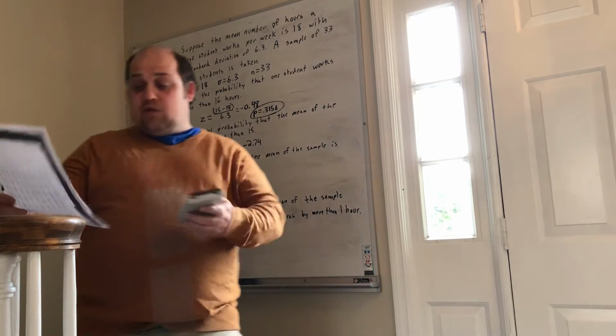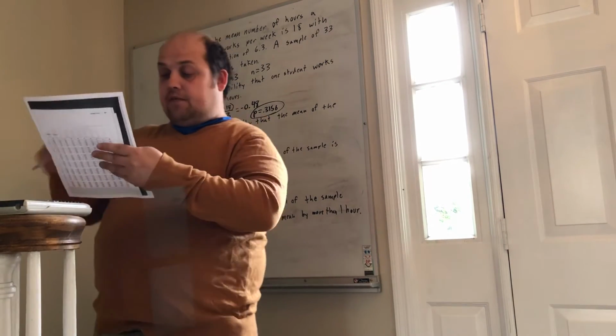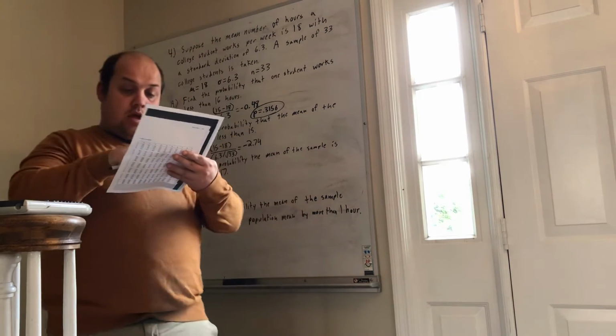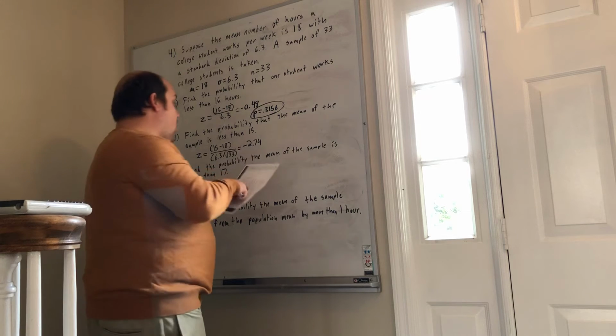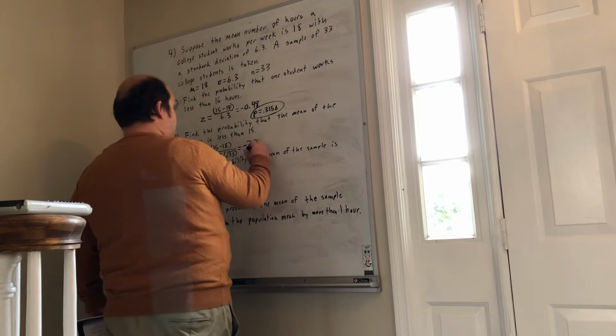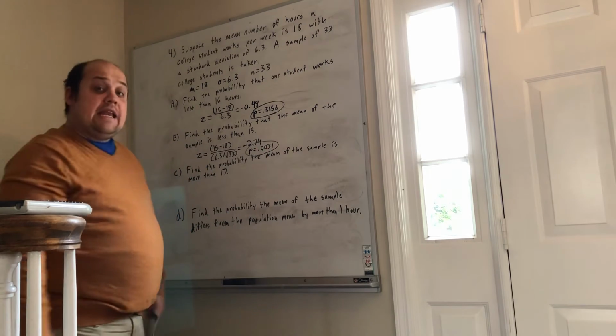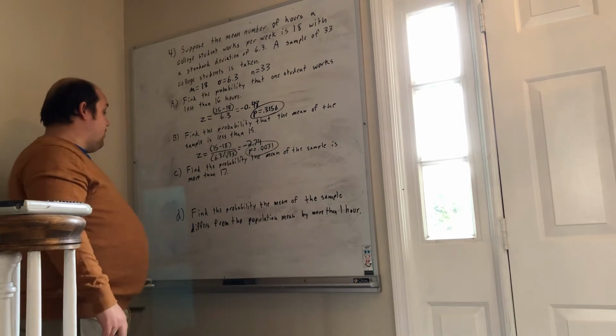This new z-score is looked up in my table. Negative 2.74 gives me a p-value of 0.0031. Again, since it's a less than question, that is the correct probability that I'm looking for.